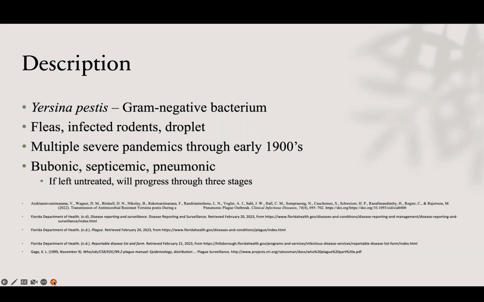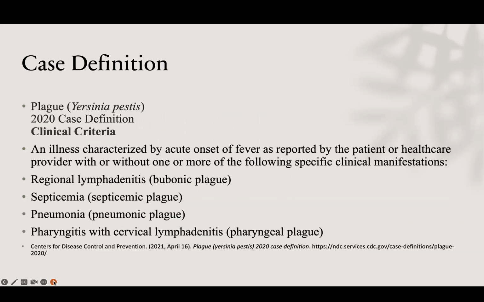There are three different types of plague: bubonic, septicemic, and pneumonic. The majority of the time, plague is able to be spotted in the bubonic phase. However, if it's left untreated, it can progress to septicemic and pneumonic, which is where plague is able to be spread by droplet. The most recent case definition was from 2020.